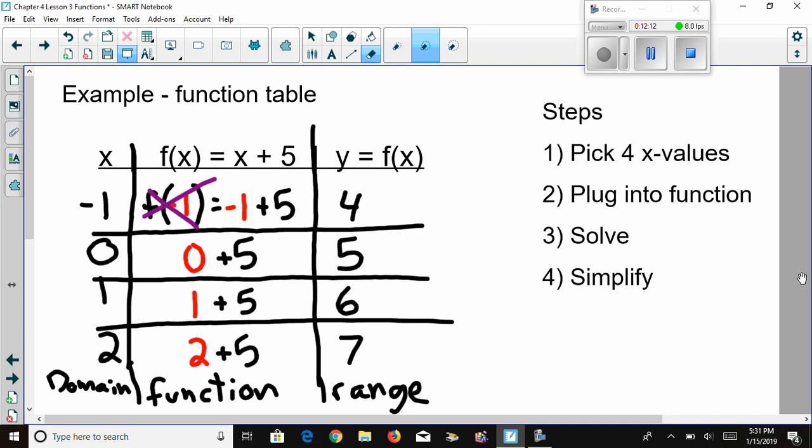Now I would like to move on to an example of a word problem, where I'm going to ask you to read a problem. We're going to identify what's happening in terms of independent and dependent variable. We're going to explore what the domain and range is, and then we're actually going to write the function. So here we go.